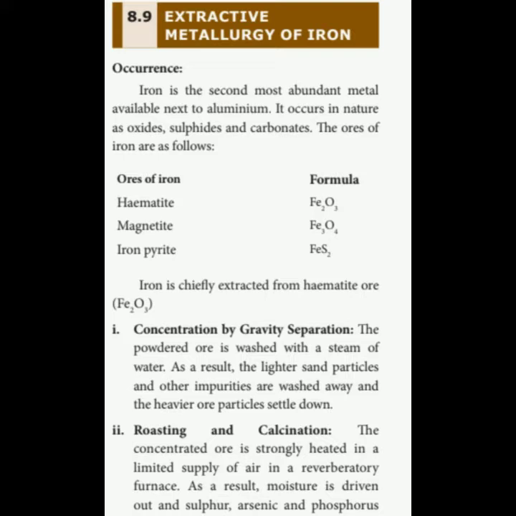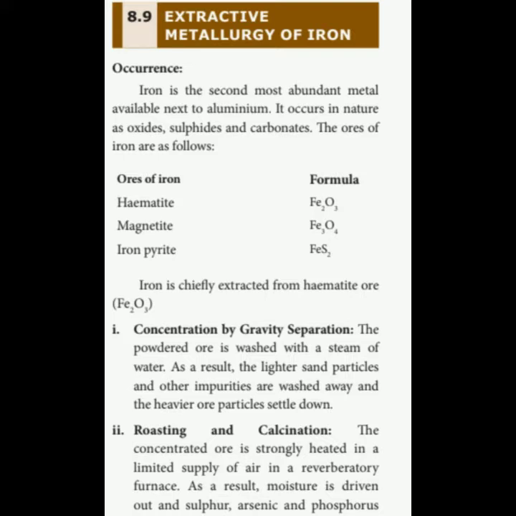Now we are going to see the concentration process. Since it is an oxide ore, isn't it? That is, hematite, Fe2O3, is an oxide ore. In the last video itself, I told you that if an ore is an oxide, it is concentrated by the gravity separation process. So here also Fe2O3 is an oxide ore. So it is concentrated by gravity separation or hydraulic washing. Both are the same.